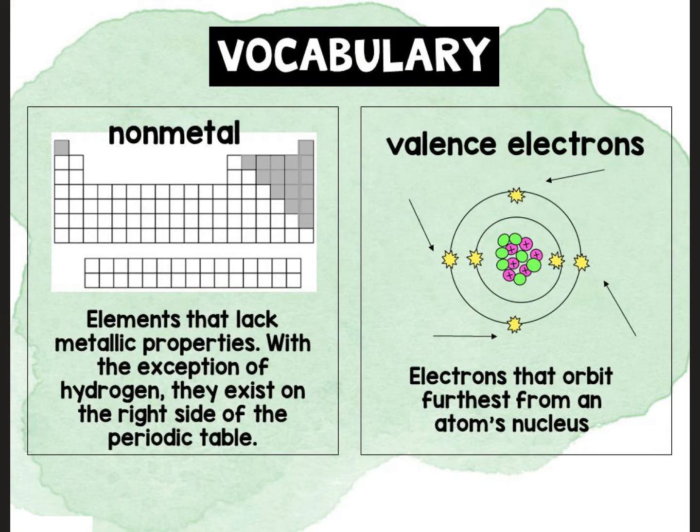The first is nonmetal, or elements that lack metallic properties, such as malleability, luster, and conductivity. With the exception of hydrogen, these elements exist on the right side of the periodic table. Our second vocabulary word is valence electrons, which are electrons that orbit furthest from an atom's nucleus. They are in the outermost shell that is not empty.